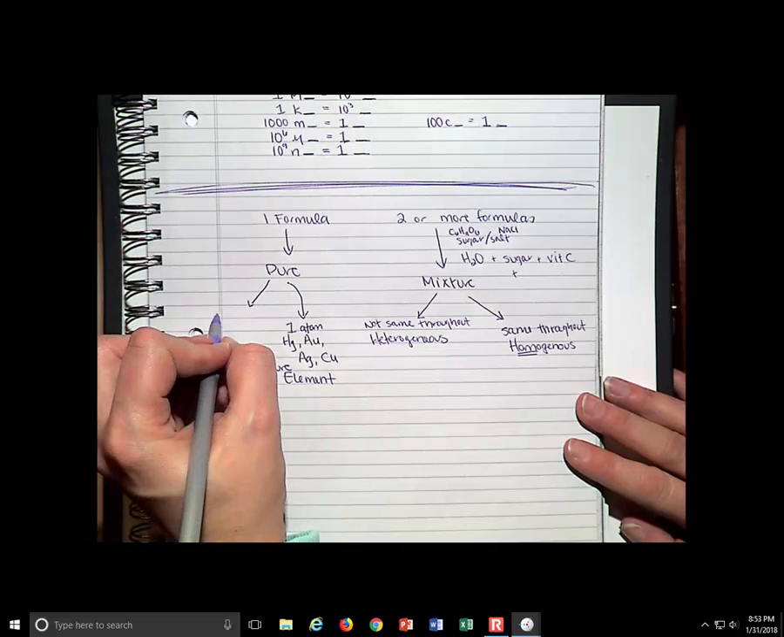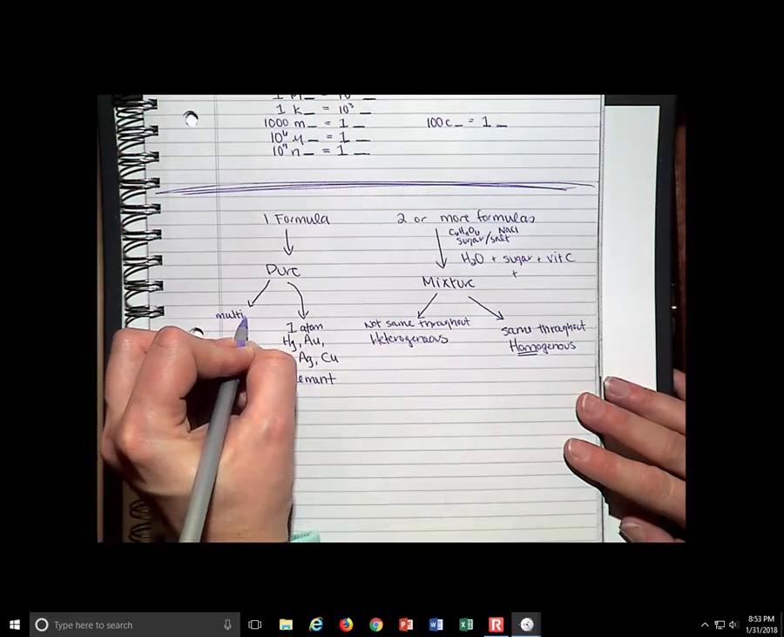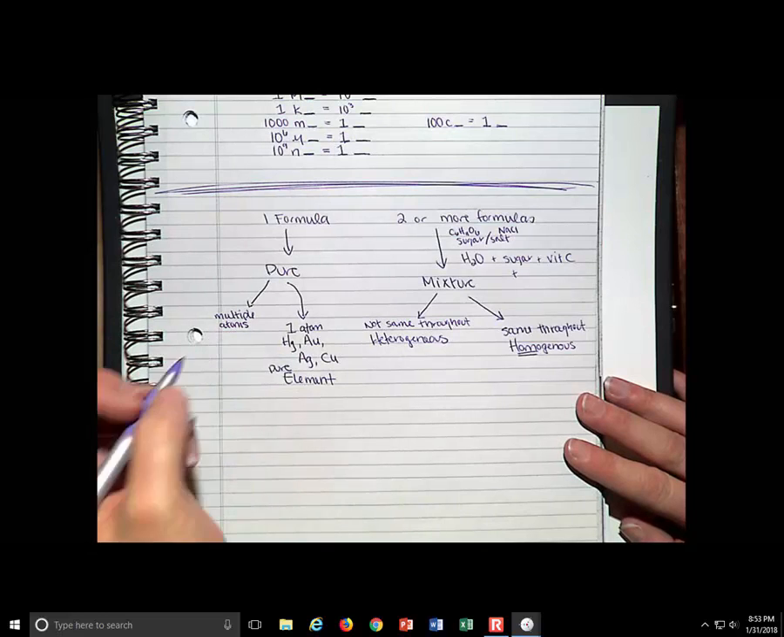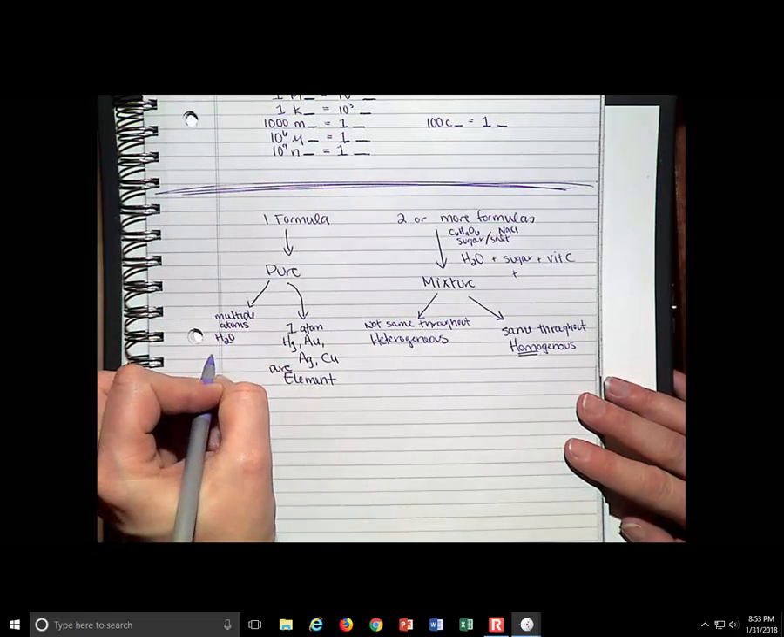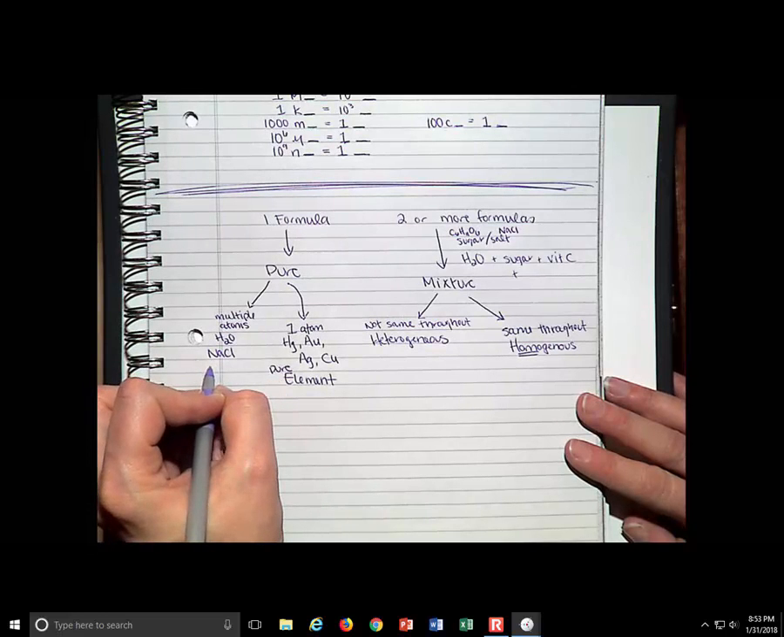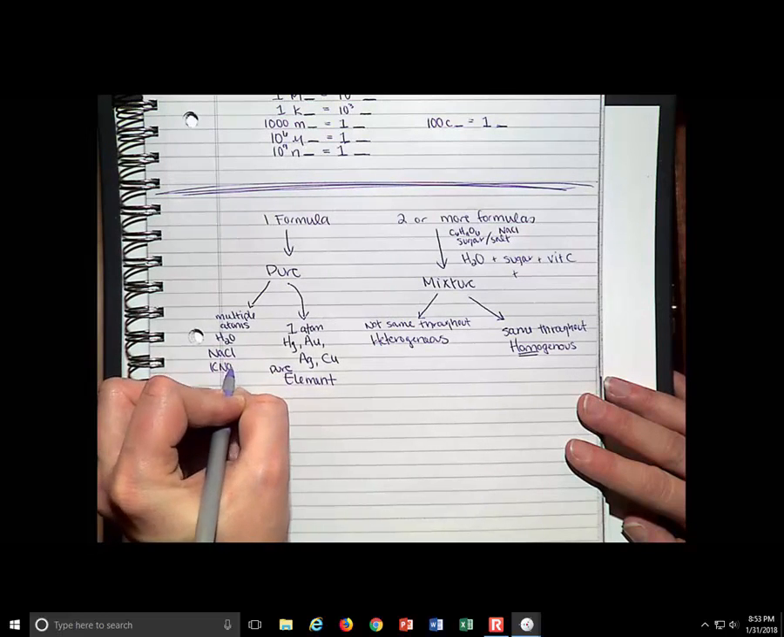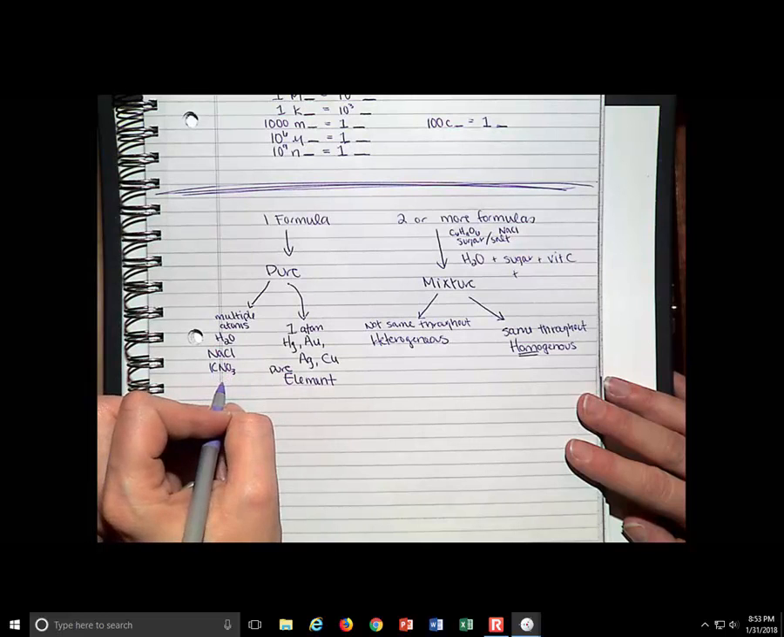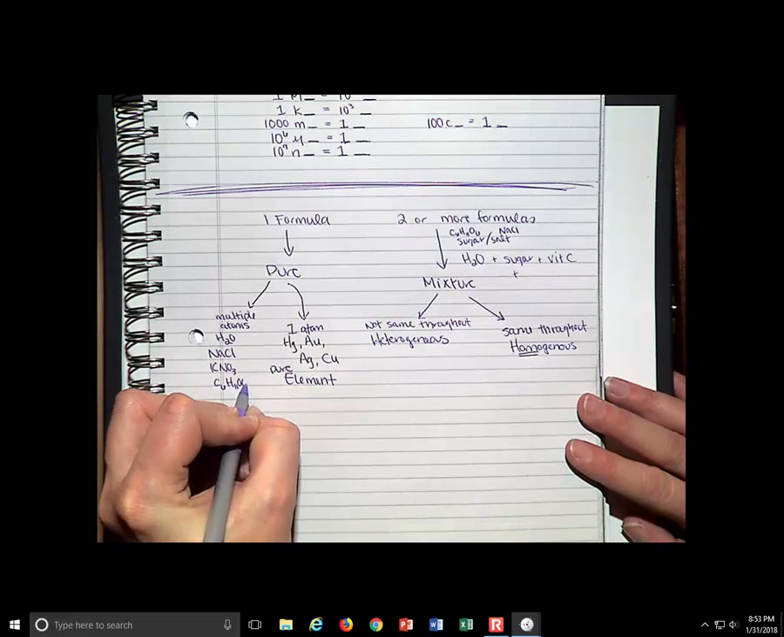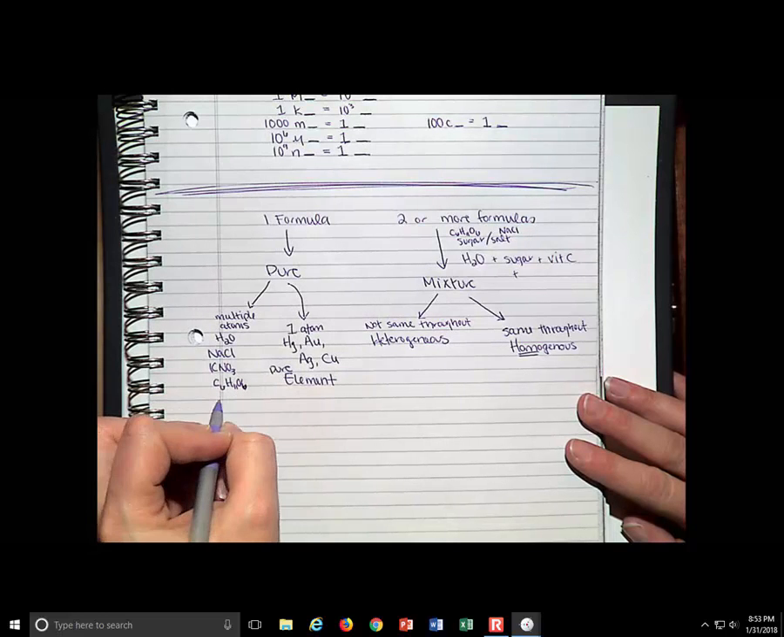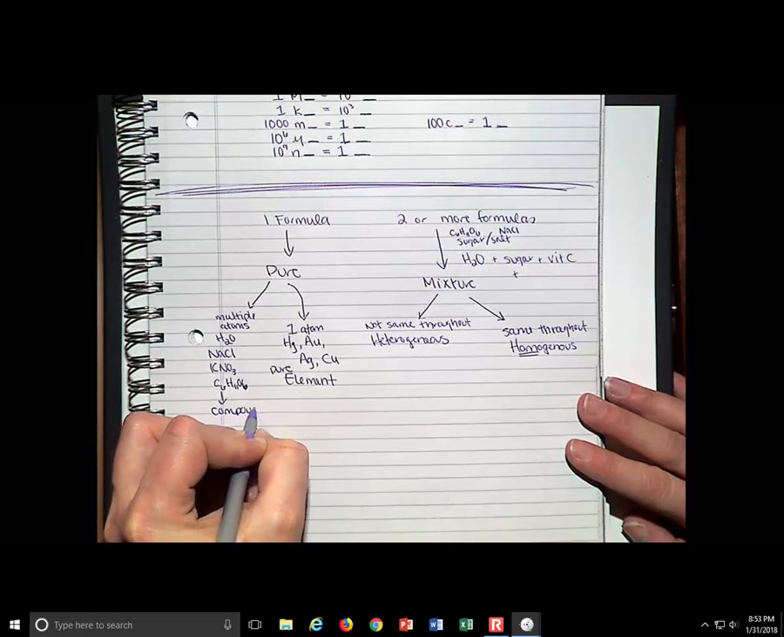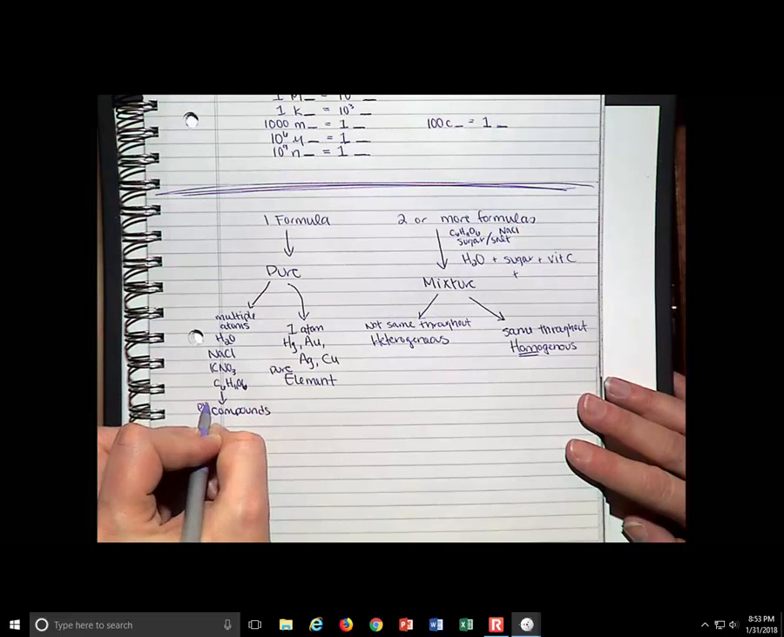And then if you have multiple atoms but still just one formula, so water, sodium chloride, potassium nitrate, sugar. That should be a 6. These are going to be compounds, but pure compounds.